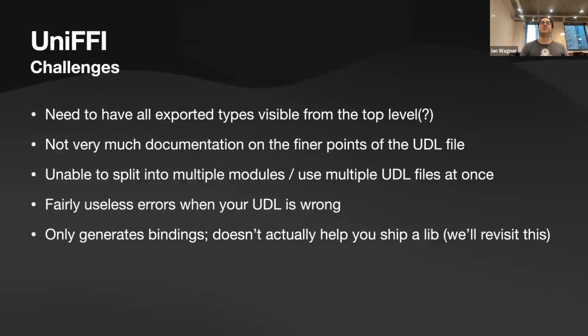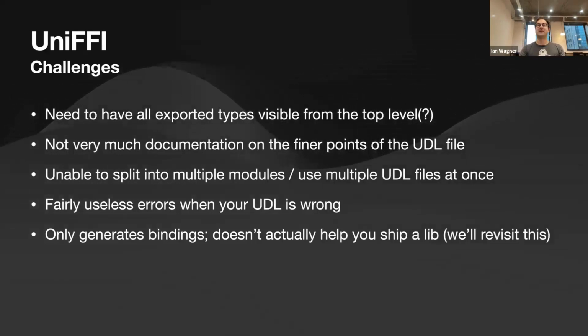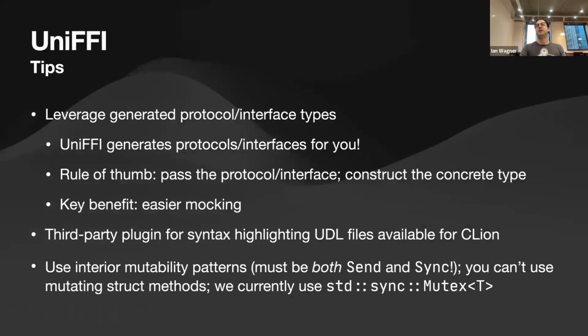Similar to the documentation problem, the errors are completely useless. If you make a mistake, like if you forget a semicolon or you misspell something or whatever, then the error messages you get back are not helpful at all. So it's pre 1.0, but it's very rough. And then like I said a little bit earlier, it only generates the bindings. It doesn't actually help you with the whole packaging of it, which is a separate problem.